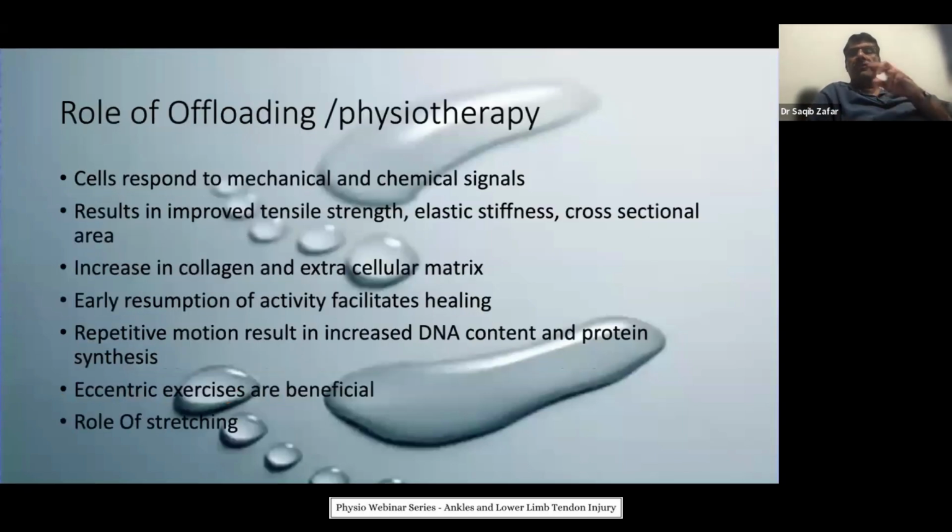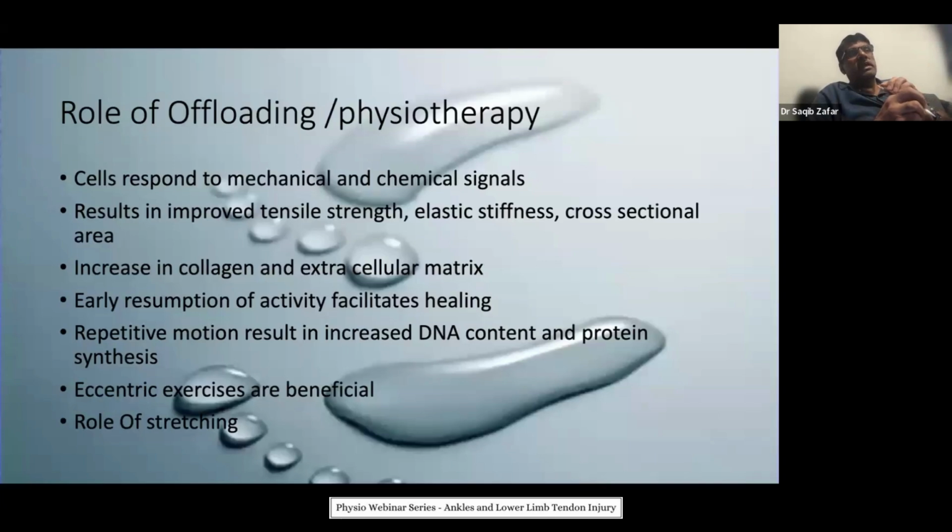Again, I said, physiotherapy and offloading is basically trying to support that failing tendon. And the analogy is that as we grow old or we grow weaker, we may use a walking stick or a walking frame. What that means is that we transfer the load to that walking stick or walking frame, and that helps us to continue with our mobility and activity.